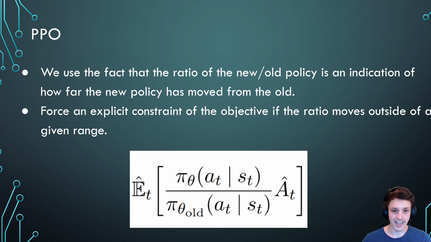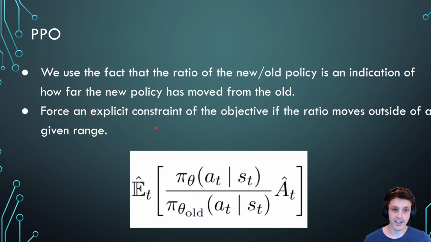PPO takes the idea of this ratio that we use with our conservative policy iteration that TRPO uses. And we assume that the policy on the bottom of this ratio is always going to be the old policy. That's what's sampling during the rollouts, so we're going to assume that's true. And if that's true, this ratio actually tells us something about how far our new policy has moved from the old policy, right? If this ratio is equal to 1, then the probabilities are both the same. If the ratio is greater than 1, it means that the probability of taking the action given the new policy is higher. If it's less than 1, the probability is lower compared to the old policy.